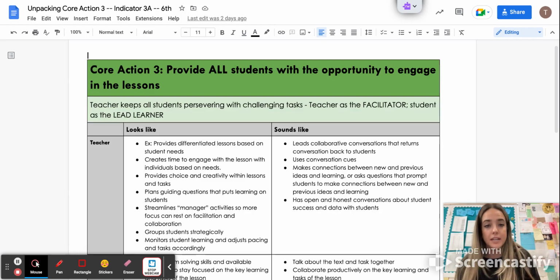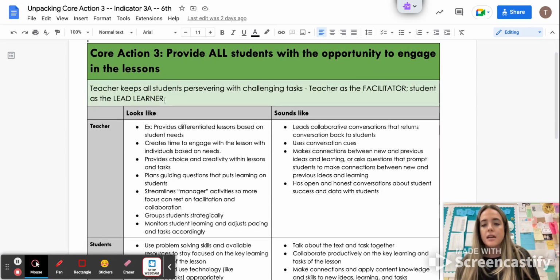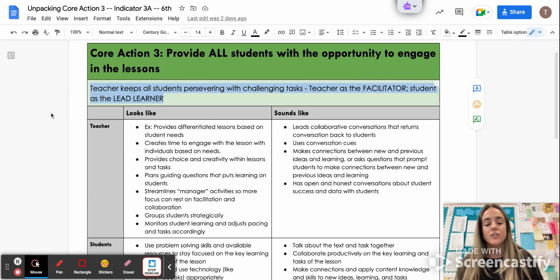So we selected one indicator, and that is right here in this lighter green box. The indicator that we are specifically going to focus on is this concept of the teacher keeping all students persevering with challenging tasks, which means the teacher is the facilitator and the student is the lead learner. The gist of that is we're executing teacher actions that allow for students to do a majority of the work and the thinking while we just facilitate that learning opportunity for them. So we're not giving them answers. We're allowing them to discuss the text. We're allowing them to work in partners, those kinds of things. This is going to be the core action that we work on.